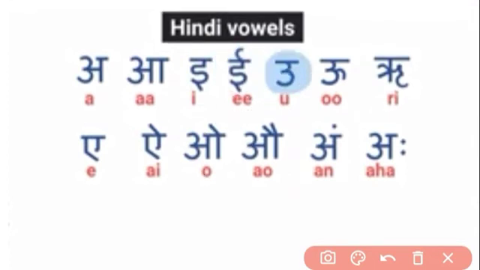Next letter U. How to write U? First you draw two semicircles. Finally draw a sleeping line on the top.